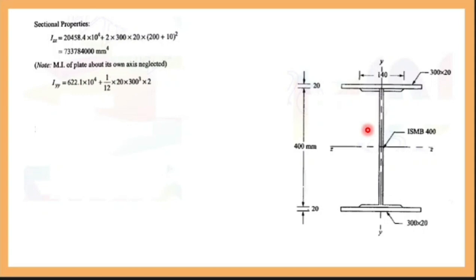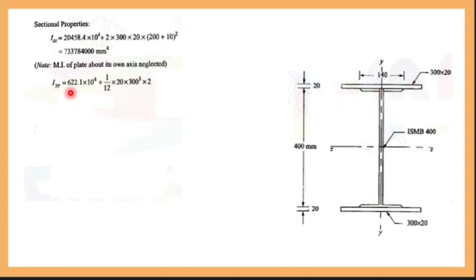What is the formula for Iyy for a rectangle? db cube divided by 12. What is the depth here? 20. What is the breadth? 300. So 20 into 300 cube by 12. This is your Iyy of a plate, plus you already have Iyy for the I section.